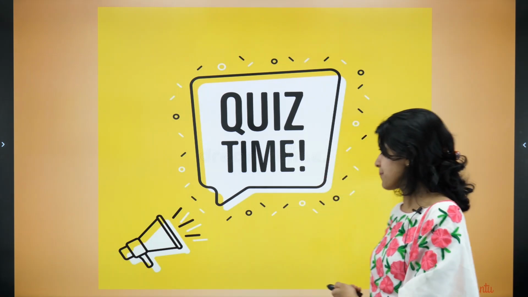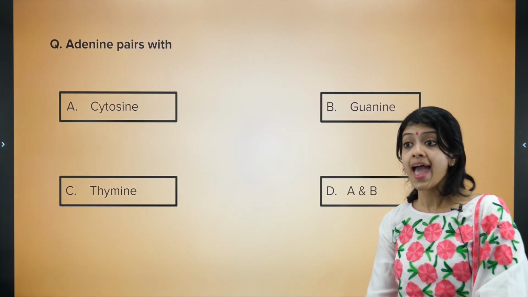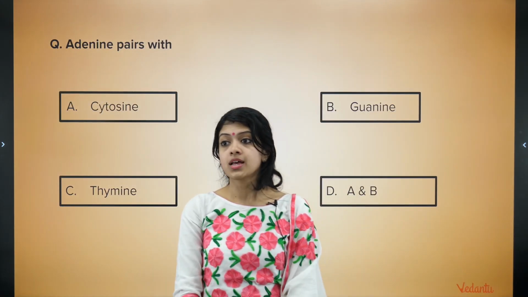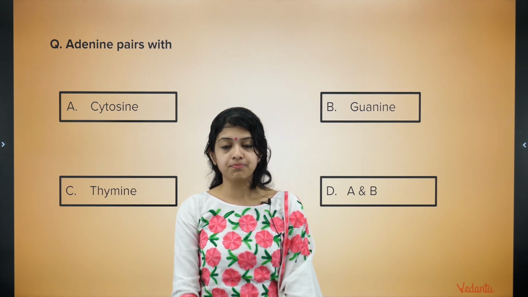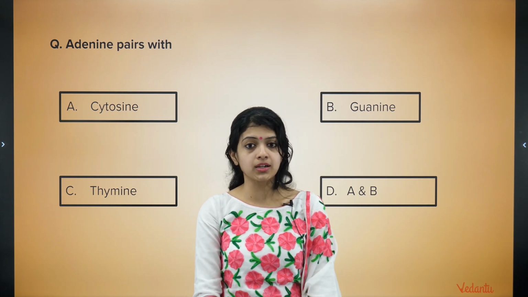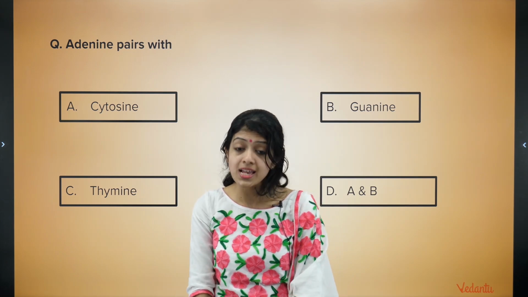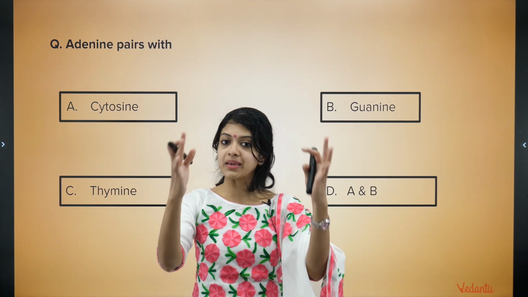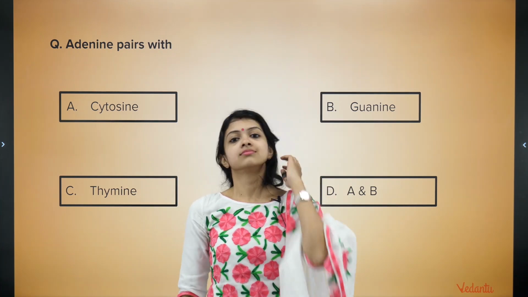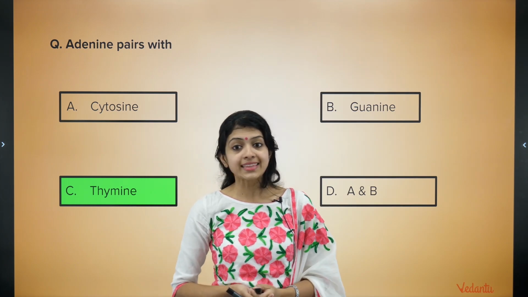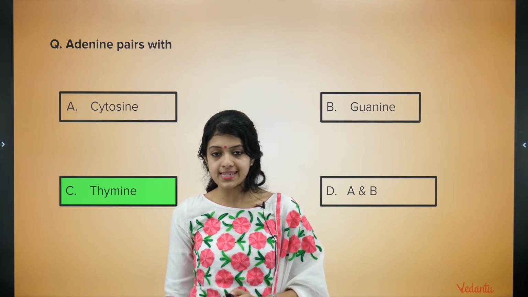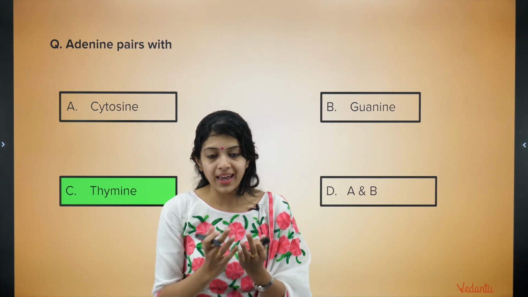The first question is, adenine pairs with cytosine, guanine, thymine, or A and B. Come on, be very quick. Adenine pairs with. I have told you all the base pairing rules. Based on that, you should be able to tell me the answer right now. Okay, and your time is up. The answer is thymine, AT. Remember that, AT always pair together.